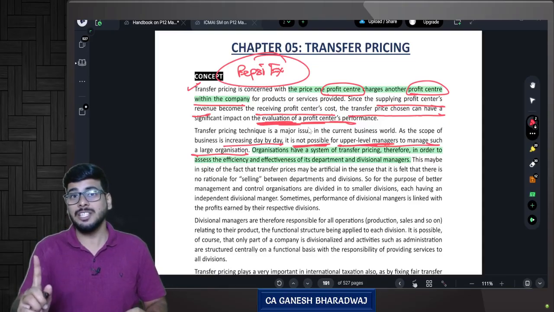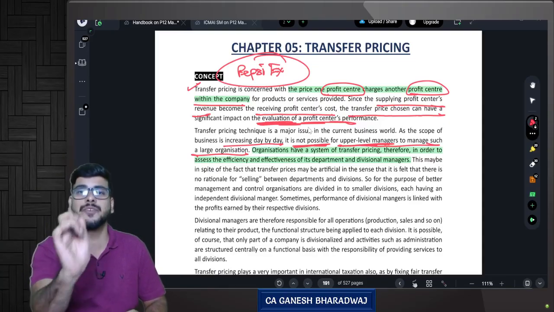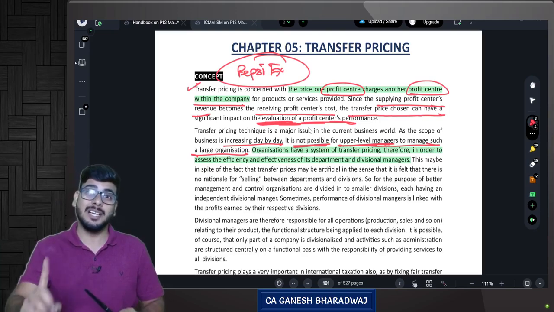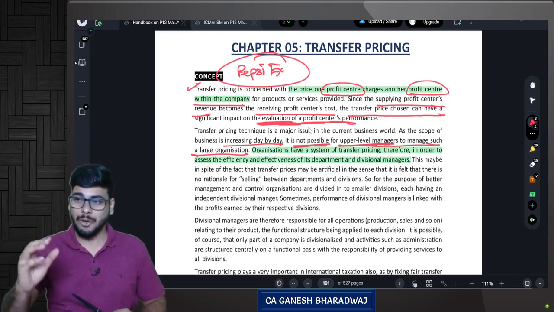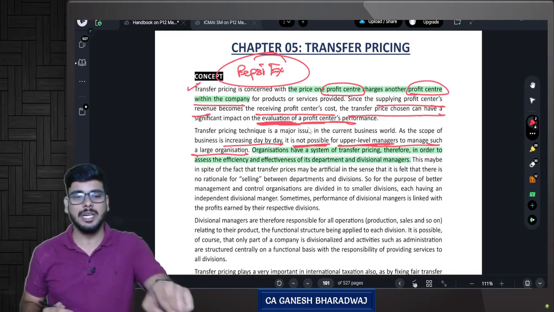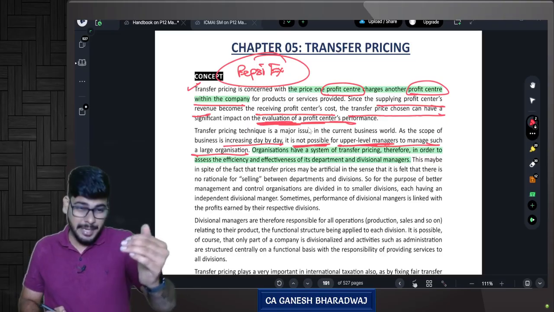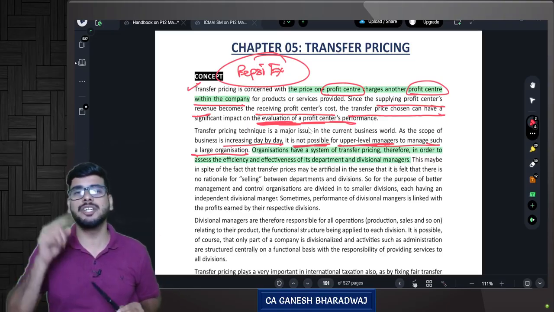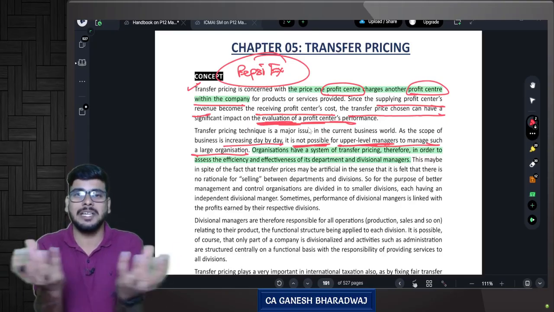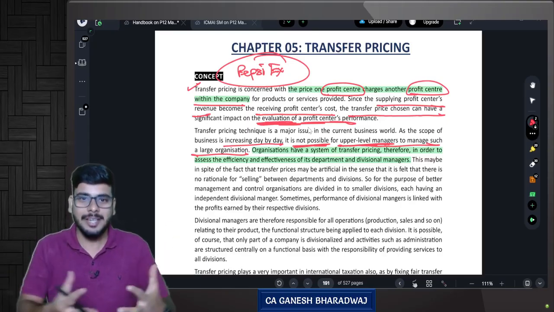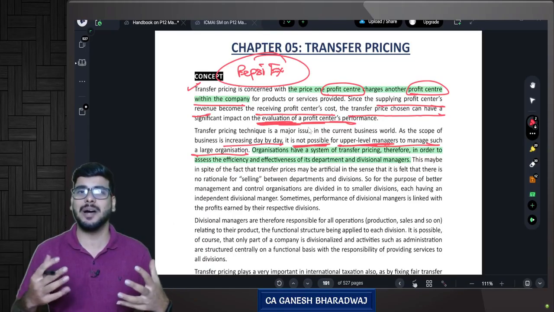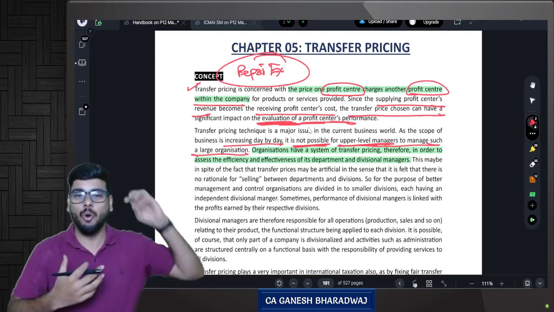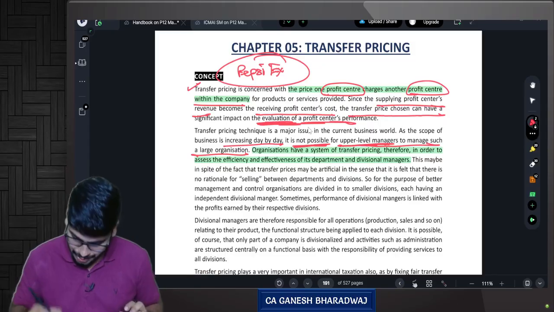Why? Now the transfer price necessarily has to be fixed properly, correct? If you are fixing an unreasonably high transfer price, division B will not agree. If you are fixing an unreasonably low transfer price, division A will not agree. So there is automatically a balance created. So inside the organization, you are creating a balance. This way it helps the overall objective of the company. Are you clear with this?